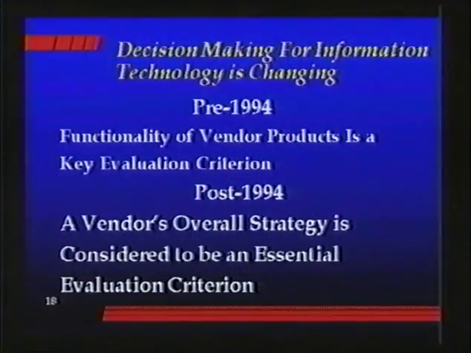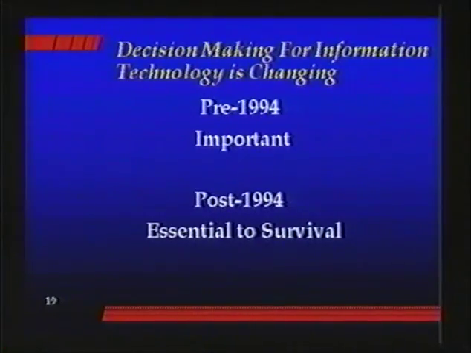Pre-1994, the functionality of vendor products was the key evaluation criterion. In the future, not only functionality is important, but a vendor's overall strategy will be considered an essential evaluation criterion in the selection of vendors for particular products and for strategic alliances. And finally, in the past, technology and decision-making for information technology has been important, but in the future, it is essential to our survival and to our organizational health.